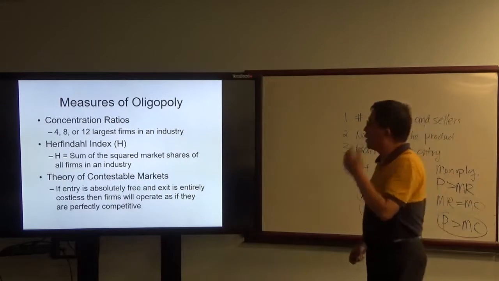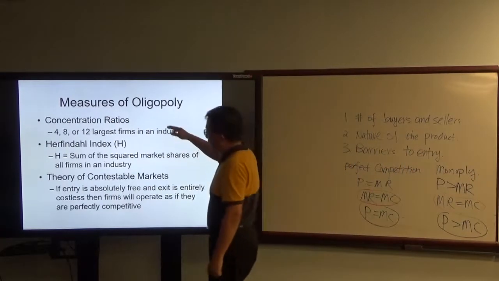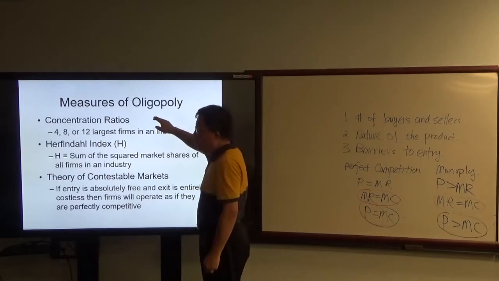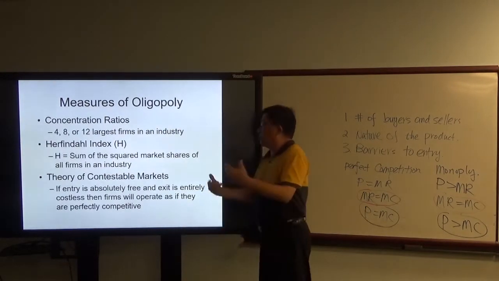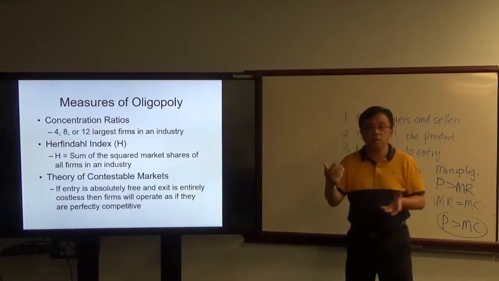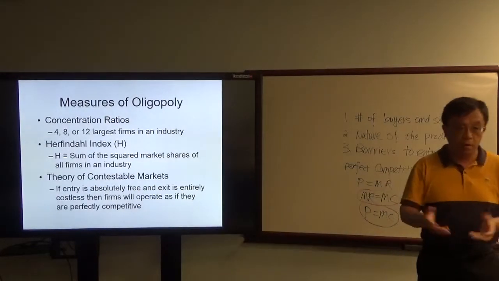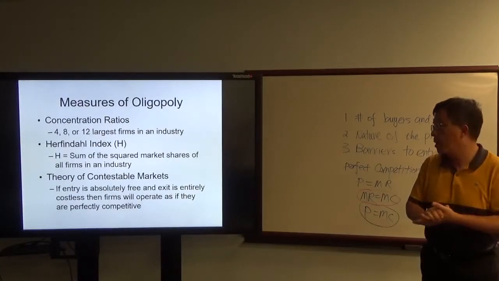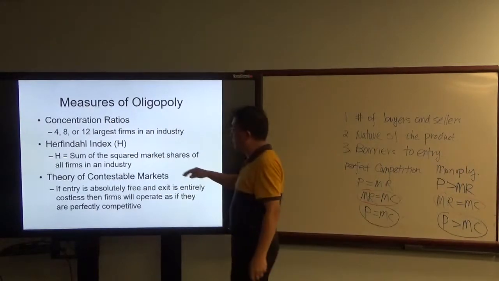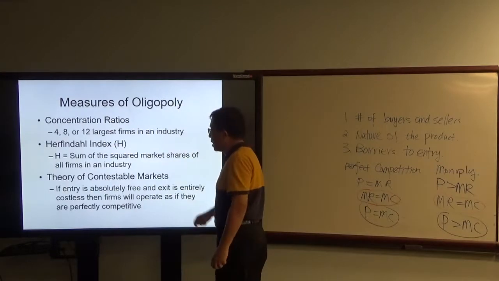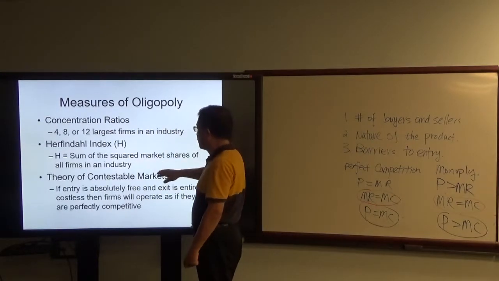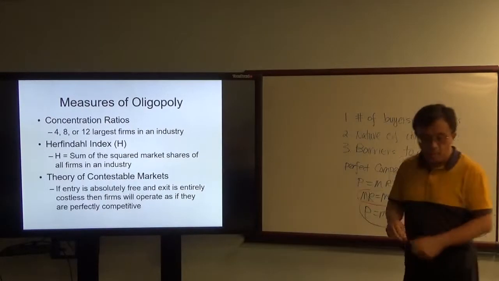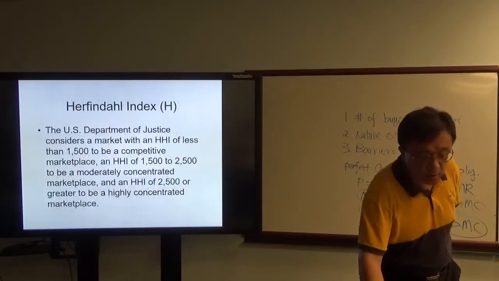So how do we measure oligopoly? We use two ratios. The first is the concentration ratio, which is the percent of the market share controlled by the 4, or maybe 8 or 12, largest companies in the industry. The second one is the Herfindahl index, which is the sum of squared market shares of all companies in the industry. Let's take a look at some examples.